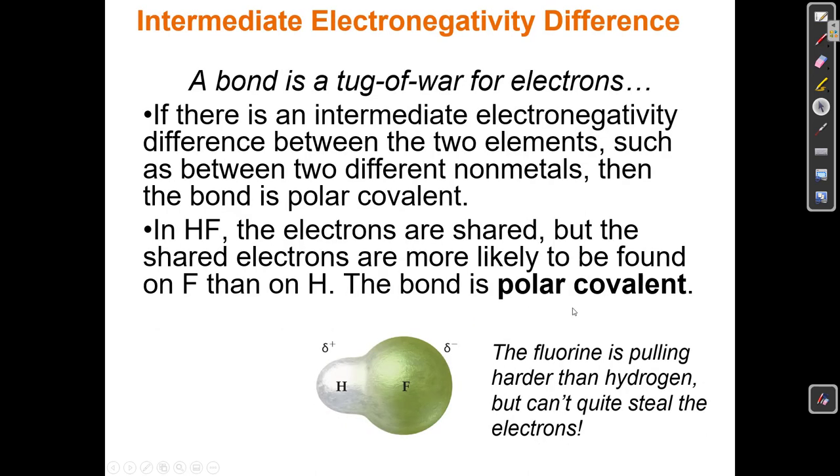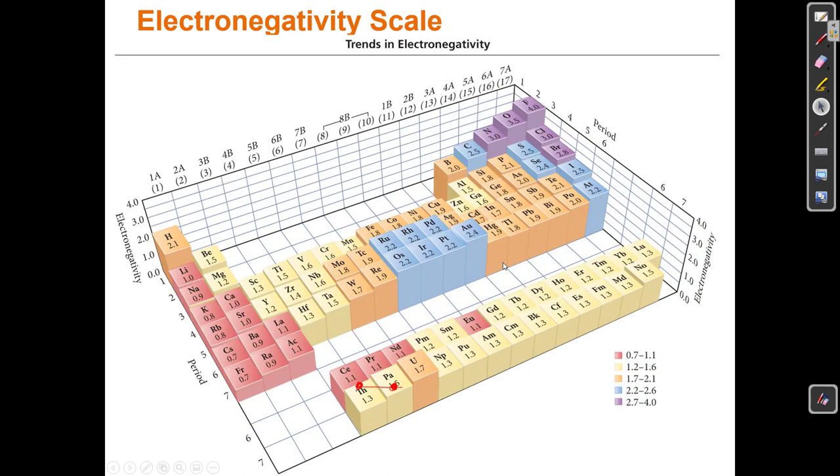Here's the situation that we haven't seen before. A bond is a tug of war for electrons. There is a bond here, just like there was in the other one. In Cl and Cl, they share it evenly. In Na and Cl, the Cl just takes the electron, because it's so much stronger. But what about in this situation? H is a nonmetal. H has an electronegativity of 2.1. F is a nonmetal. Even though H is over on this side, it's still a nonmetal. So 2.1 and 4.0.